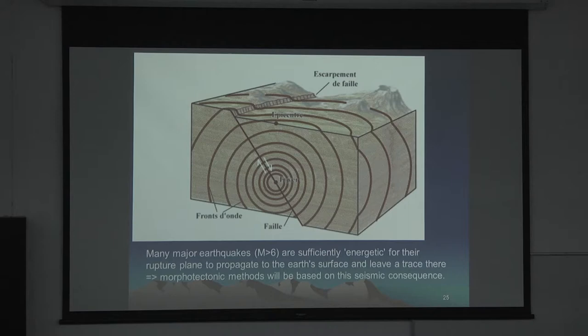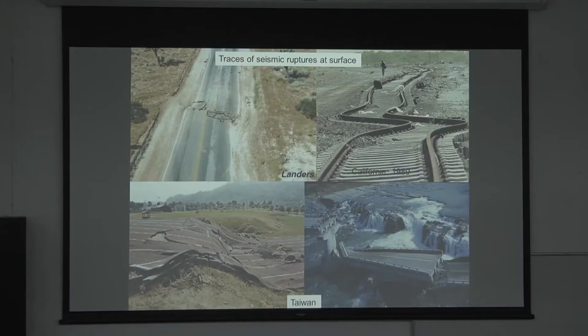So in some cases, you can have smaller magnitude that produce rupture, but on majority, you need at least a magnitude 6 to produce such kind of rupture. And this escarpment, well, in some cases, is obvious when there are several meters of displacement.